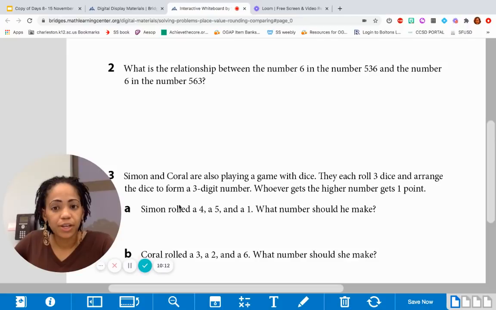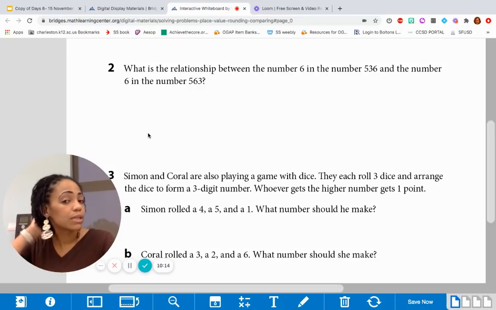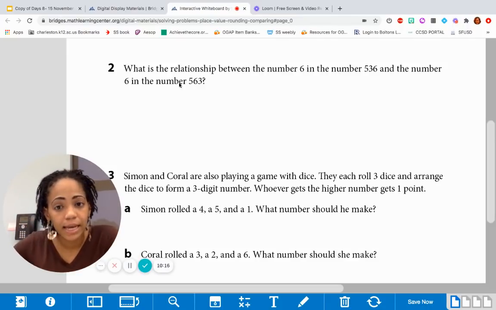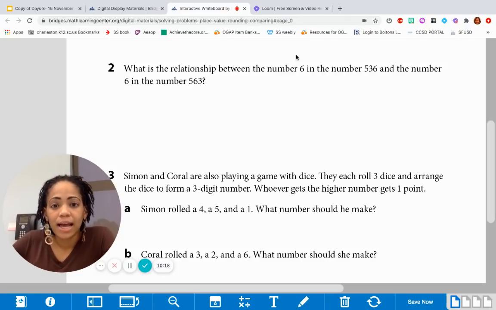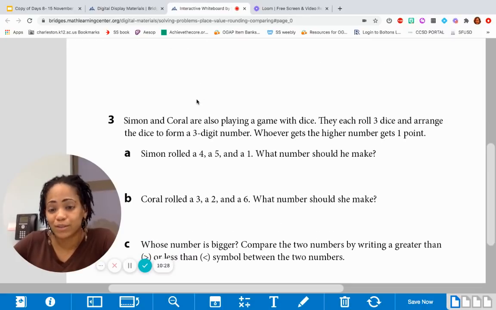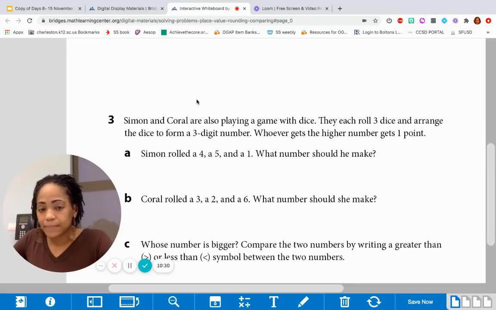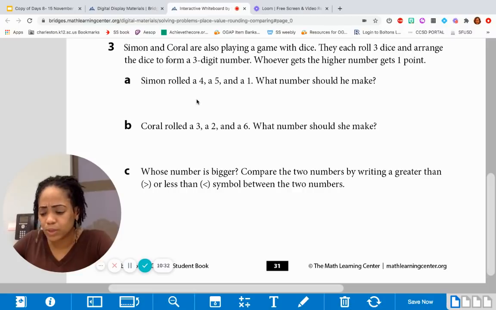All right, so we're going to check your work on problem 2 a little bit later, probably not today, but the question did ask about the relationship, and we went over that with the number 5,555, between the 6 in the 1s and the 6 in the 10s. So hopefully you guys were able to answer that question. Let's do the third problem. We're going to work through this one together.